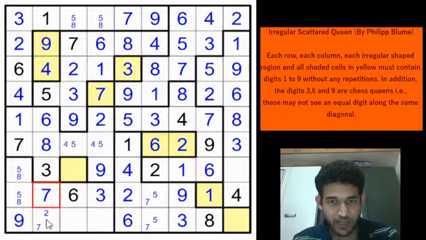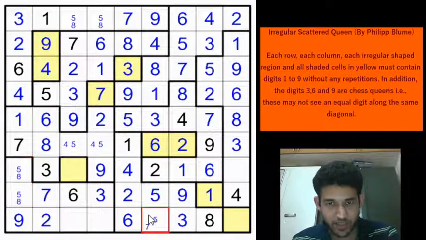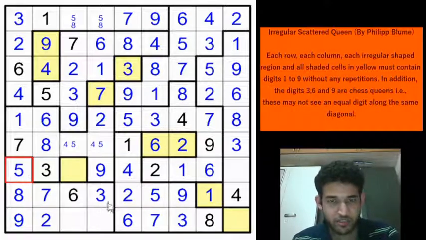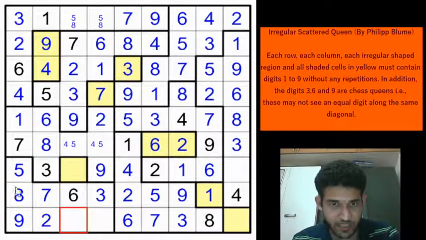So we get a 7 here and a 2 here. We get a 5 here because of this 7. Get a 7 here. And this 5 eliminates the 5 from here. Gets an 8 here. So this will be a 5. Right? And now only 2 digits are left in this box. Left in this region rather.